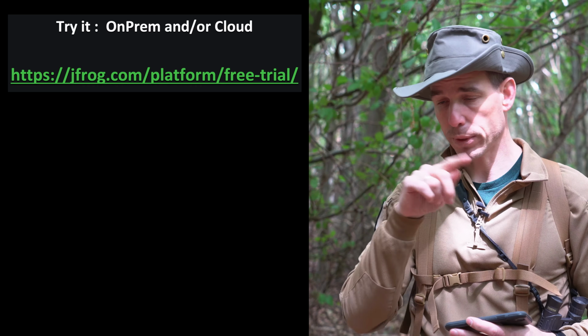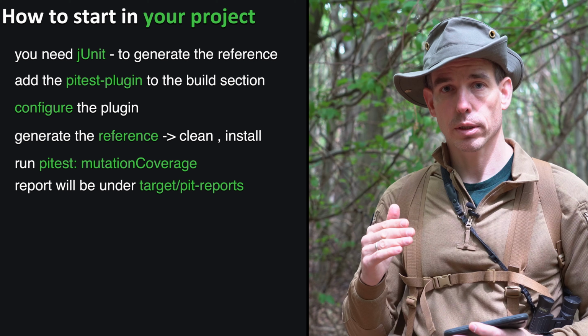So how to start in your project with PIT report. The main thing is that you need JUnit to generate the reference. It could be JUnit 4 or 5. Then the next thing is that you add the PIT plugin to the build section. The next is to configure the plugin. I will show you. It's just copy paste and changing two params. And after this you can generate the reference.